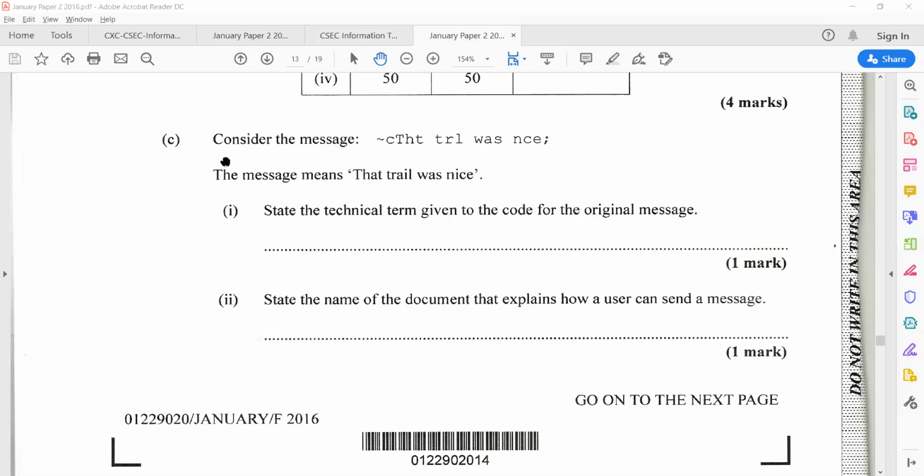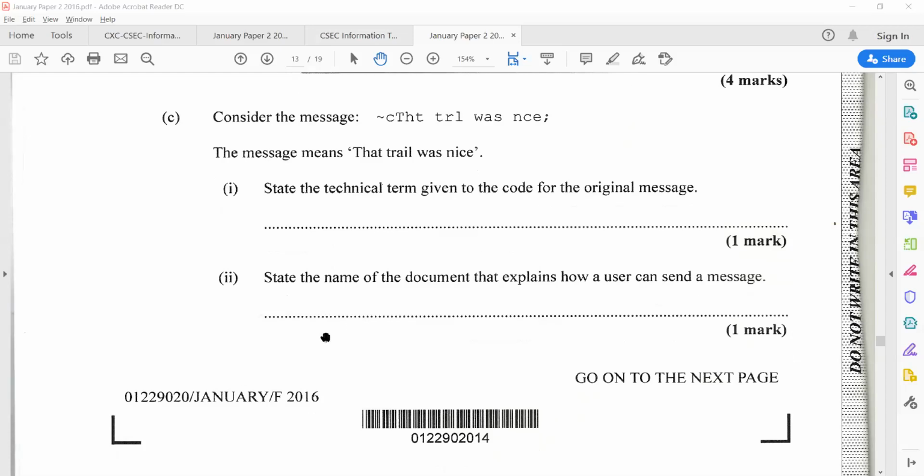So the code for the original message, right, will be source code. Now this is the thing, right? It's not the language, it's just the technical name for the code in the original message. So remember, when you have code that you type, it is called the source code, right? So source code. The second part of the question, state the name of the document that explains how a user can send a message.